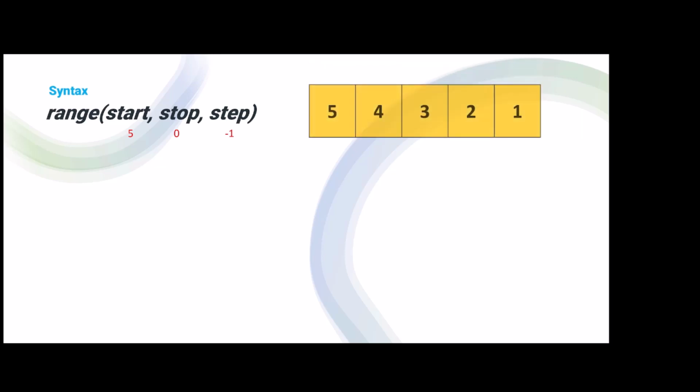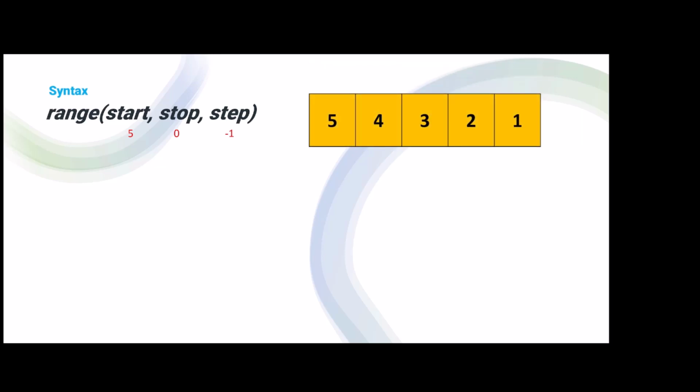Let's look at another example in which you can use range. This is another example where you can start from higher and then come all the way down. So this is like a descending series. Your step size can also be negative. We'll also do some code walkthroughs, so let's move on to the code walkthroughs.